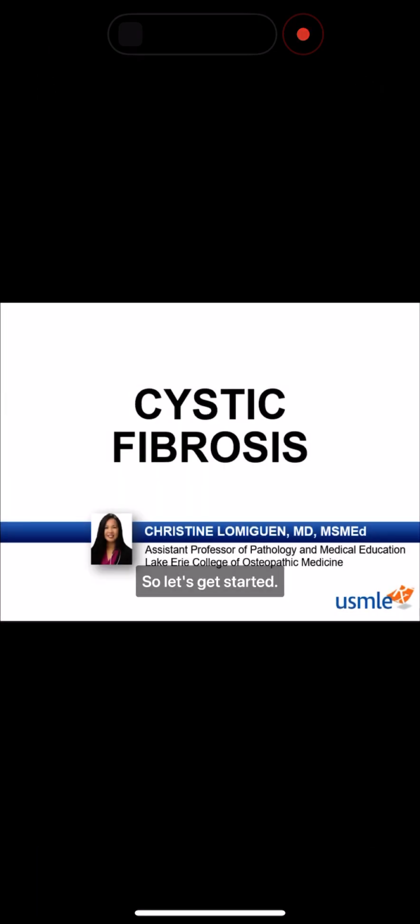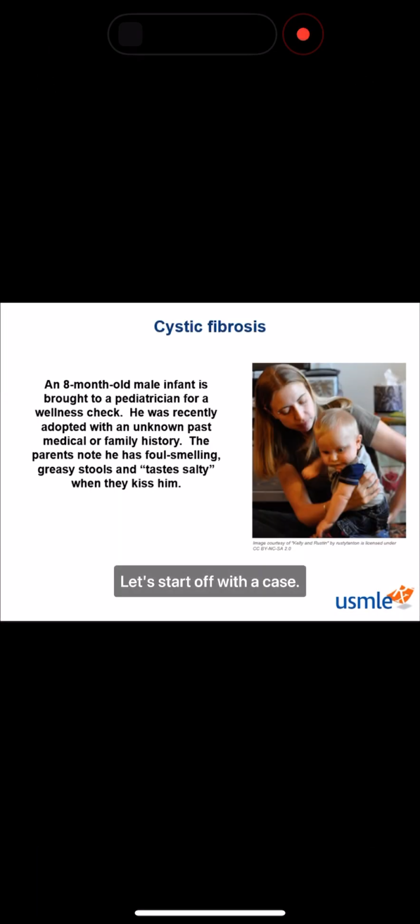So let's get started. Let's start off with a case. Let's say that an 8-month-old male infant is brought to a pediatrician for a wellness check. He was recently adopted with an unknown past medical or family history. The parents note that he has foul-smelling greasy stools and tastes salty when they kiss him.